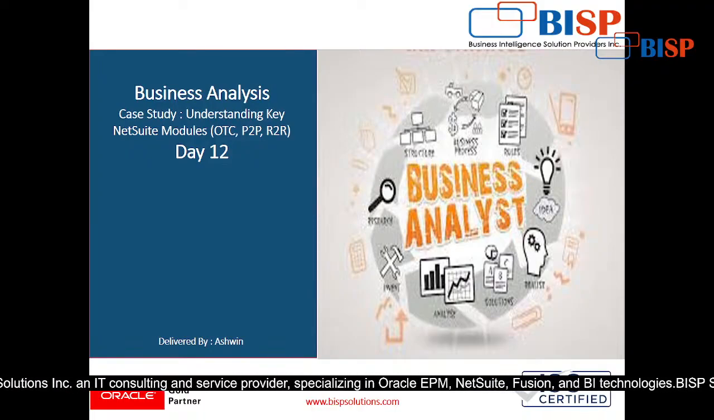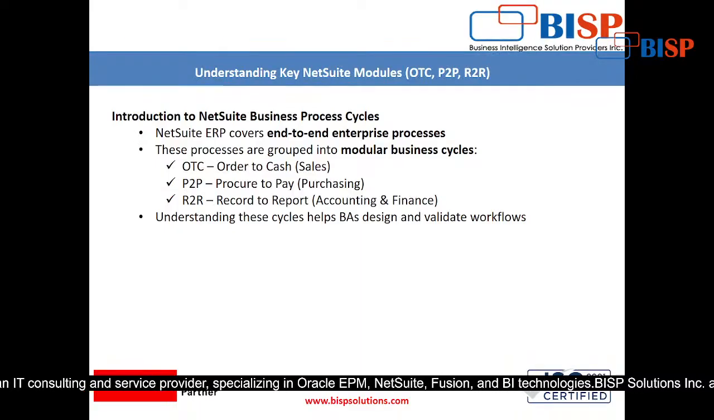So we are going to see today three modules, that is O2C, P2P, R2R. O2C means order to cash, P2P means purchase to procure, and R2R means record to report. This is something related to accounts and financing. Understanding these cycles helps a business analyst design and validate workflows, right?